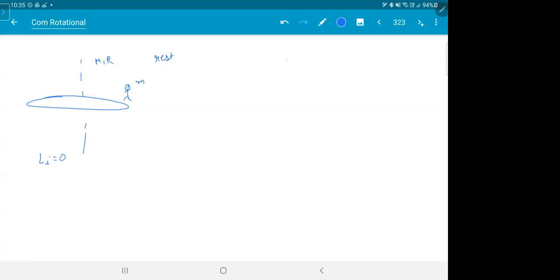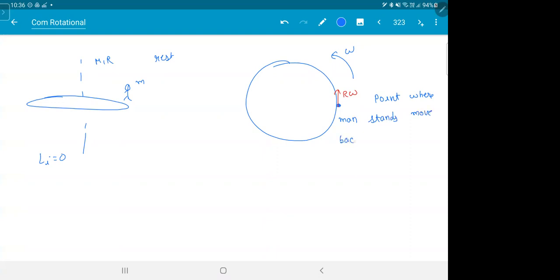Now, when the man is jumping, you need to understand something. The point where he is jumping, this is going with omega. This point here goes back with r omega. So the point where the man stands moves backward with r omega. Getting it? And how is the man jumping? The man jumps u forward. So what will be the velocity? u minus r omega, no?